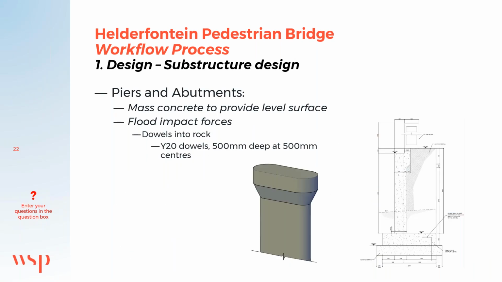With regards to the substructure design, this consists of 2 piers and 2 abutments. We allowed for mass concrete to provide a level surface on the varying granite rock. For this design, we considered flood impact forces. And to mitigate this, we allowed for dowels into the rock. This is in the form of Y20 dowels, 500 mm deep at 500 mm centers.